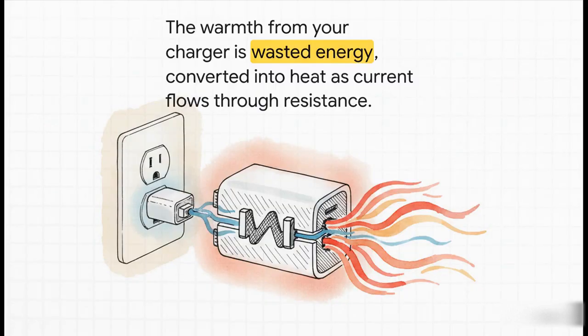See, that warmth you feel? That's energy that's being converted into heat. And as this formula shows, that power dissipation comes from the current flowing through resistance. This is exactly why engineers have to design things like metal fins, heat sinks, or even little fans into powerful electronics. They have to manage all this unavoidable heat to keep the components from literally melting.